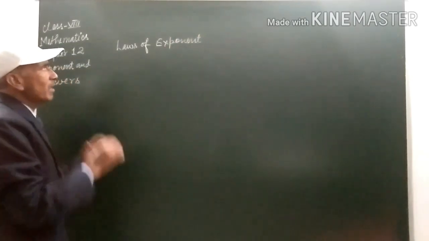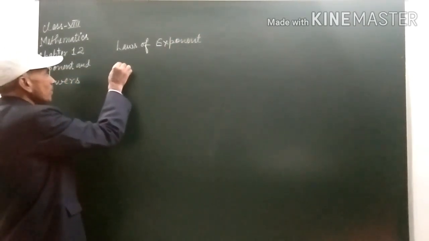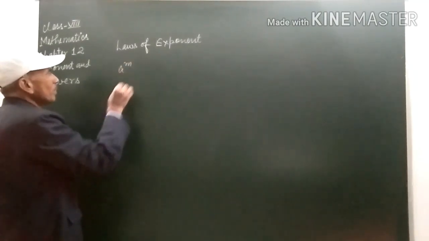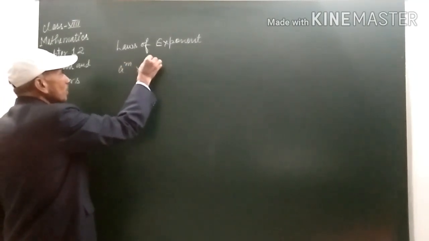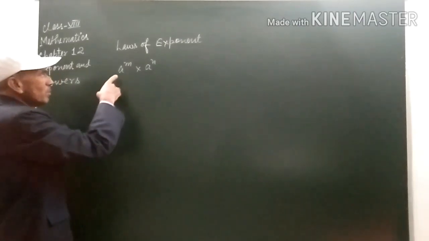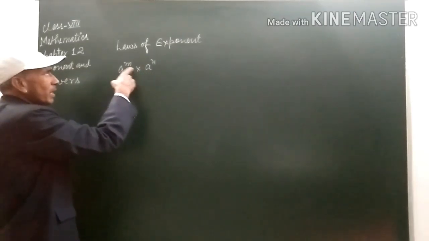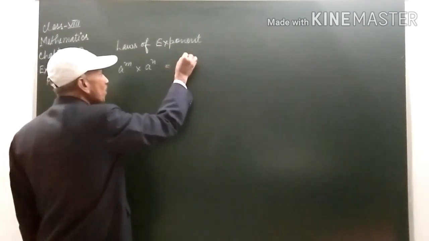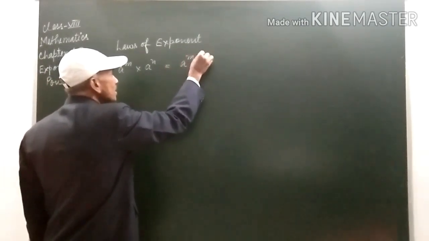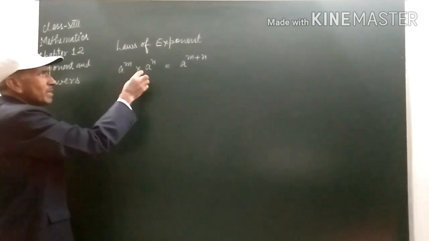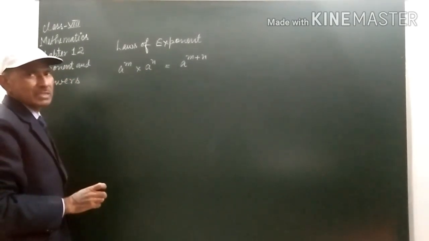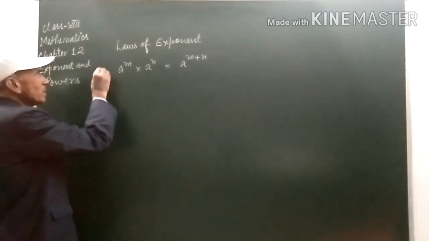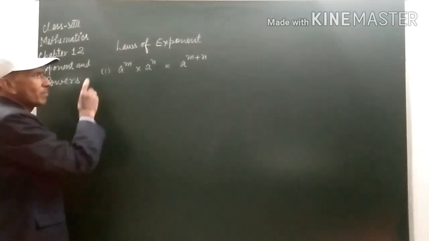So, the first law of exponents is, students, a to the power m into a to the power n. Students, the base is equal here and the powers are different. So, we will write it as a to the power m plus n. There is a sign of multiplication in between these. Clear, students? So, this one is the first law.